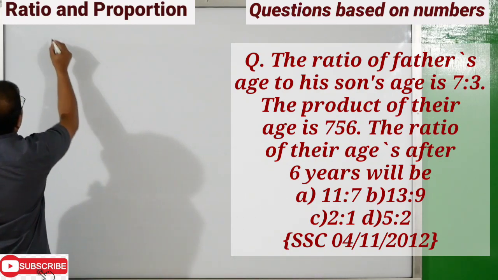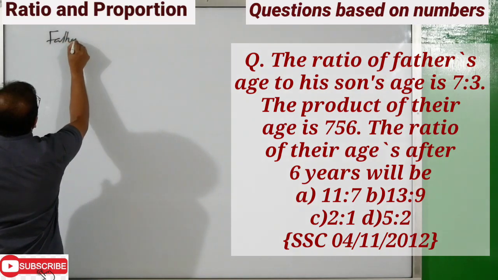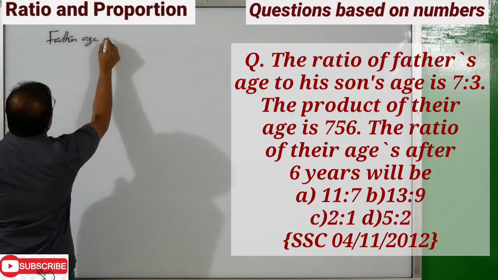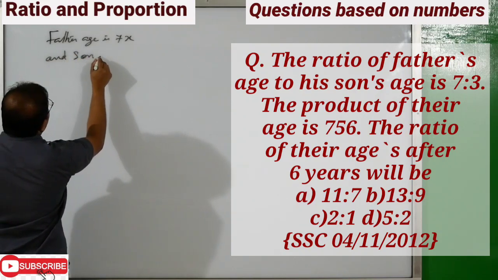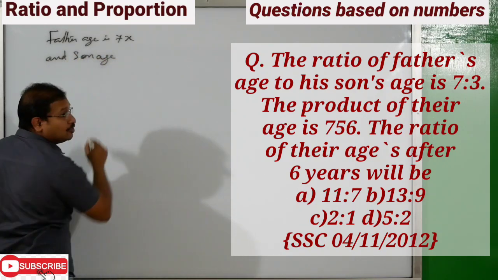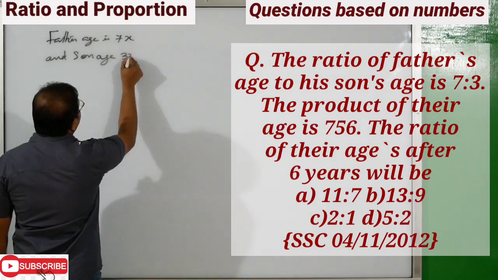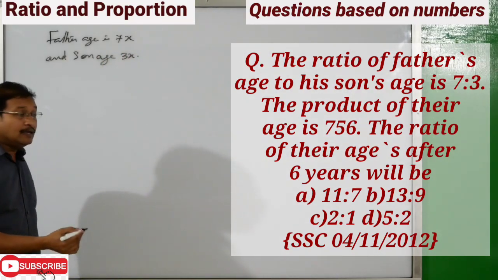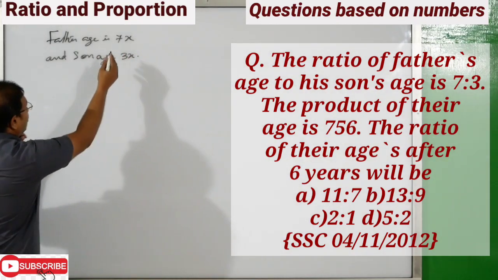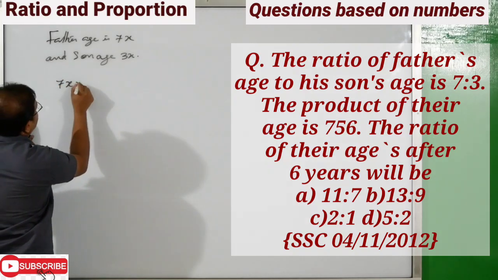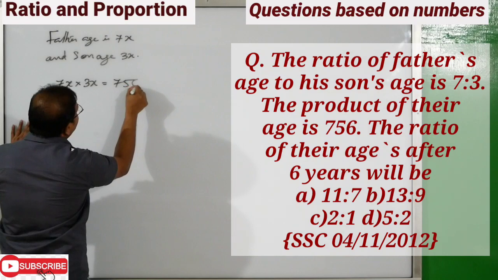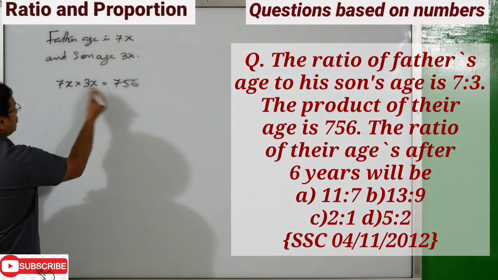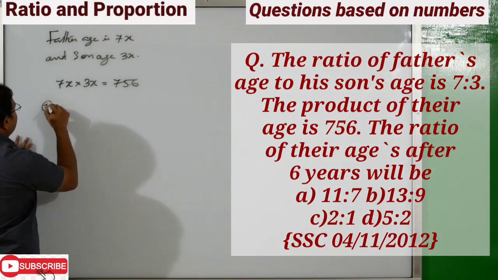It's already given the ratio of the father's age to son's age is 7:3. That means father's age is 7x and son's age will be 3x. Now what happened? Their product is already given. That means what you'll do? These two will multiply. 7x into 3x equals 756. Now both sides we can cancel by 7.